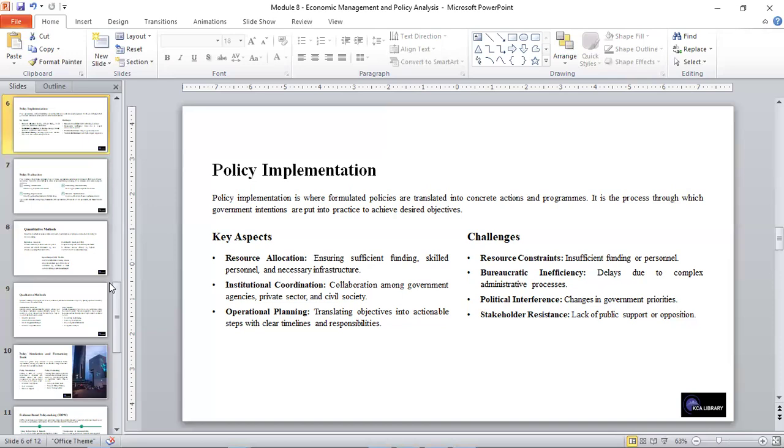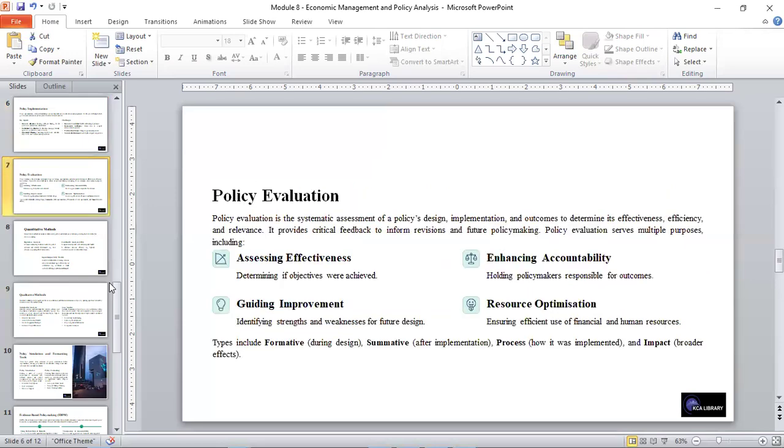We still have some others in the notes we can go through. The challenges of policy implementation are the aspect of resource constraints. It talks about insufficient funding or personnel. Another challenge is the delay due to complex administrative processes. Also, changes in government priorities is another challenge. And lastly, lack of public support or opposition is another challenge that affects policy implementation.